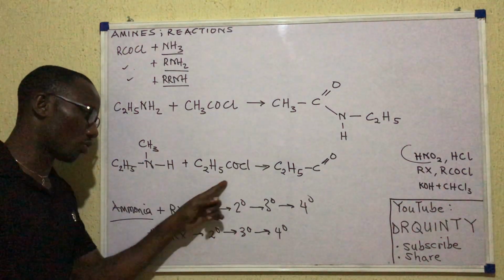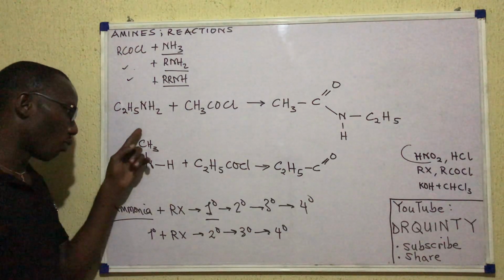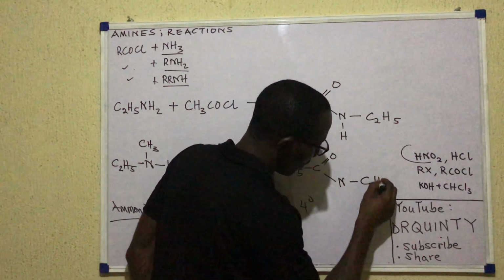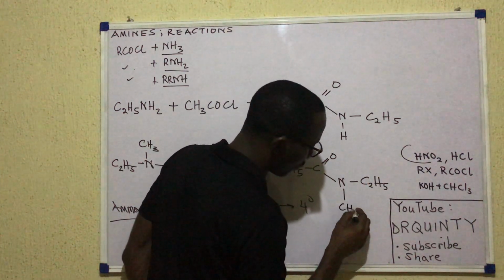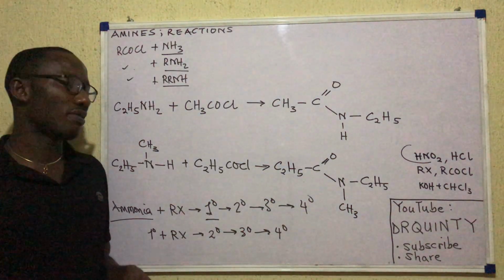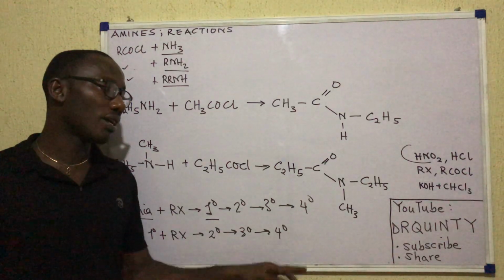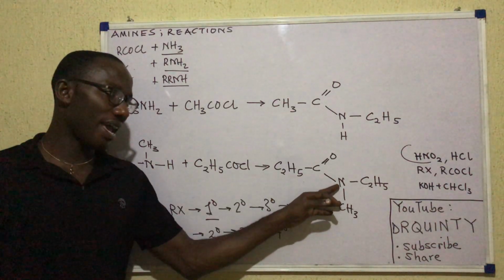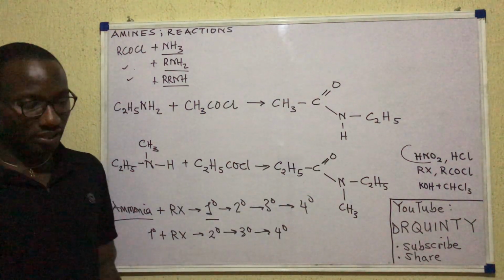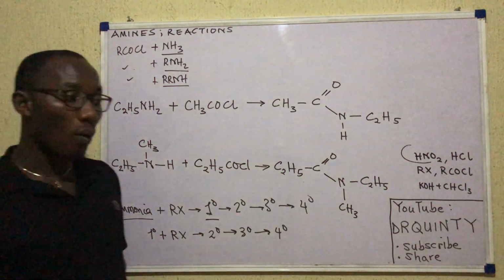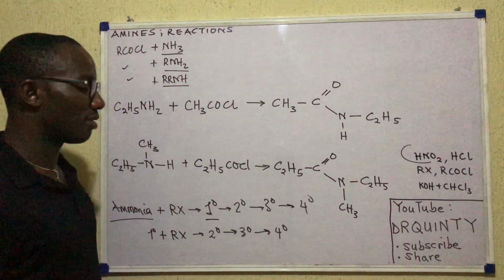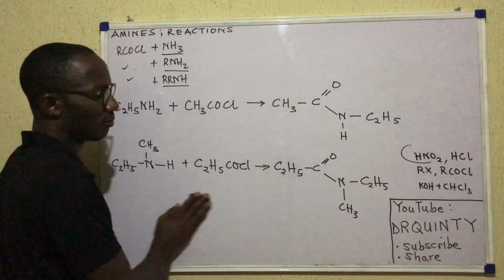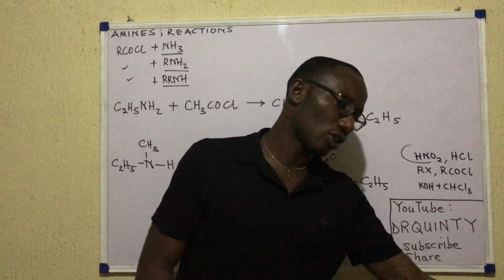So by the time this H goes with that Cl, what do we have left? N with these two groups attached, which I'm going to write here as N with C2H5 and CH3. That's a tertiary amide. If you don't call it a tertiary amide, you call it an N,N-dialkyl amide. That's a tertiary amide, and that's what we get when secondary amines react with acid chlorides or acid anhydrides. So that's another reaction of amines.